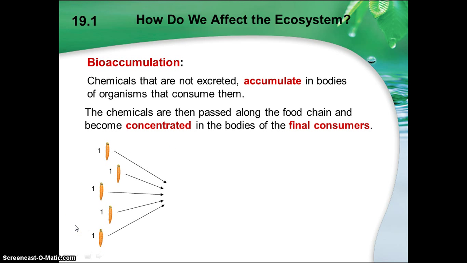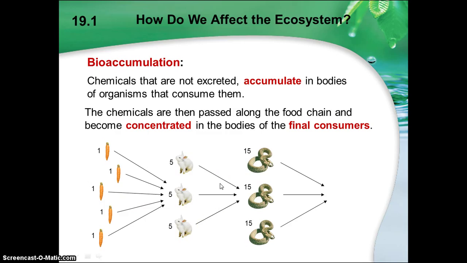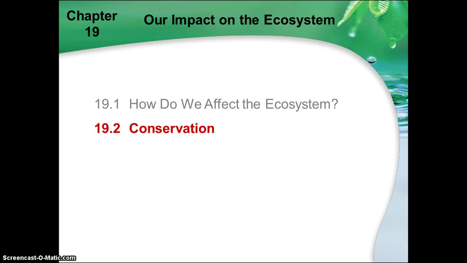For example, the chemicals pass from the producer to the primary consumer. They are not excreted, they are passed down and become more concentrated in the bodies of the final consumer, in this case the hog. In video part 3, we will look into some of the ways of conserving our ecosystem.